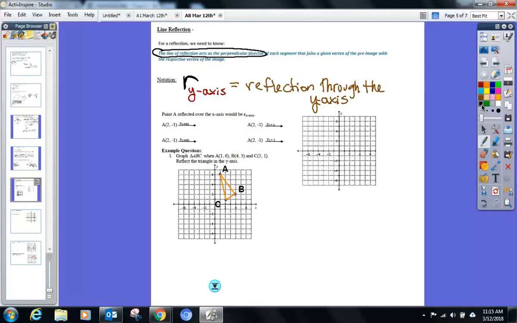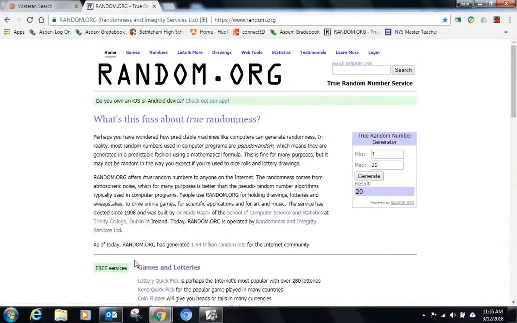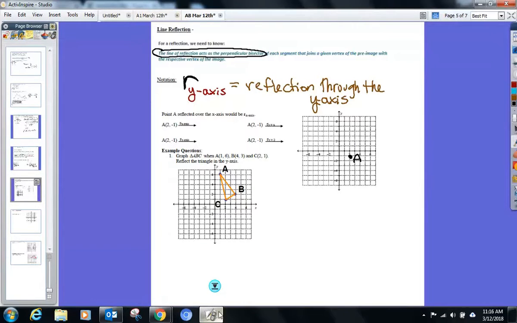Let's practice some of the reflections. I'm going to keep the same point through the next 4 examples, (2, -1). So if you want to graph (2, -1), go right ahead and call it point A. I'm going to use that point through the next 4 examples. Okay, for the first example, according to that notation, where am I reflecting it through?